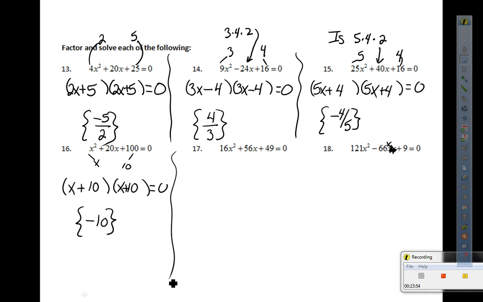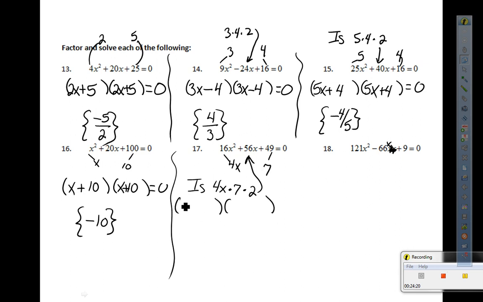Here's my number 17. Do you know the square root of 16? The answer is yes, you do, 4. Do you know the square root of 49? 7. Is 4x times 7 times 2 56? The answer is yes. So it's going to factor like this.